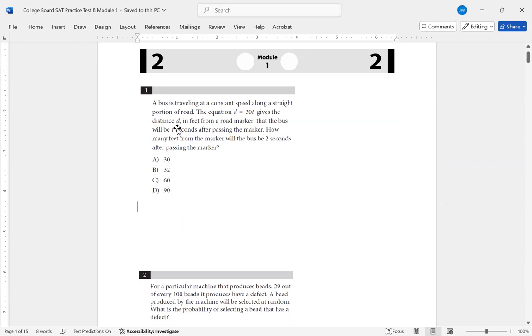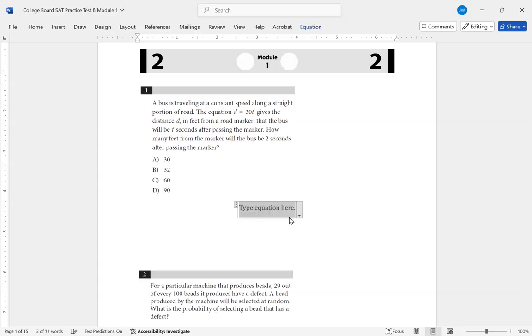Question 1. A bus is traveling at a constant speed along a straight portion of the road. The equation d equals 30t gives the distance d in feet from a road marker that the bus will be t seconds after passing the marker. How many feet from the marker will the bus be 2 seconds after passing that marker?